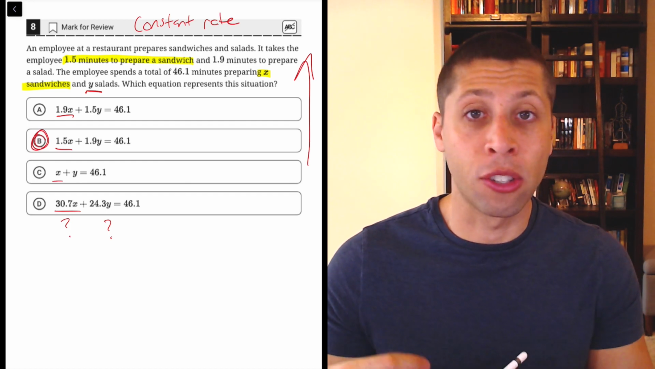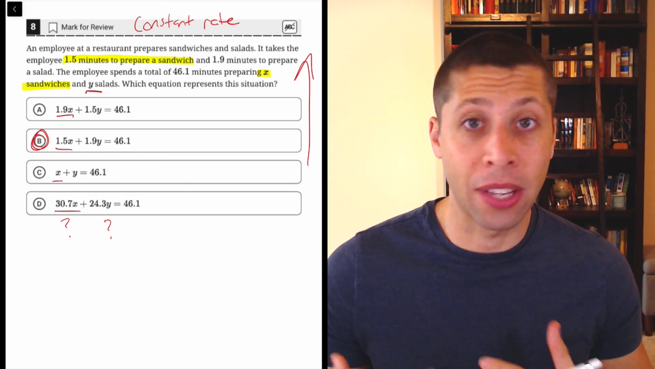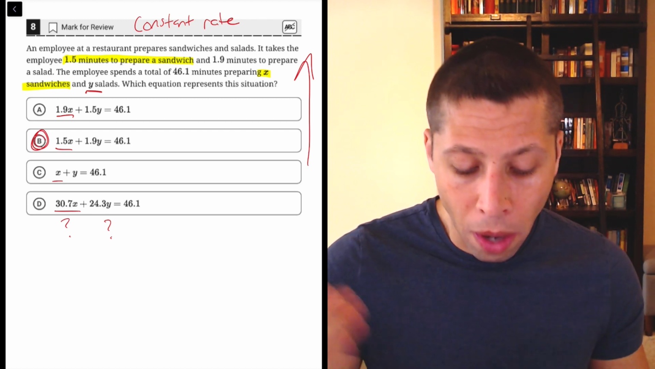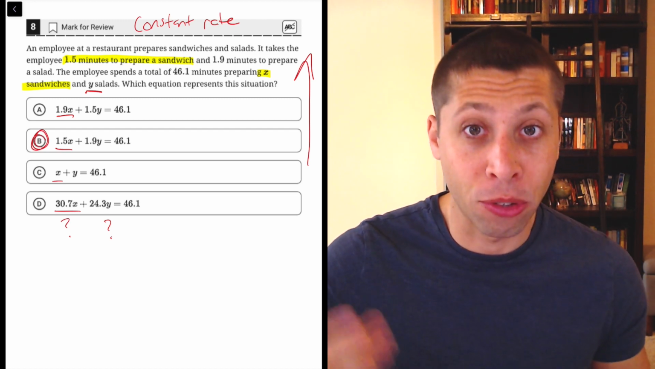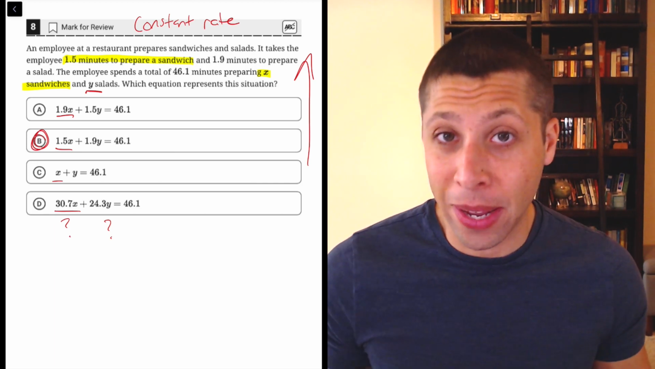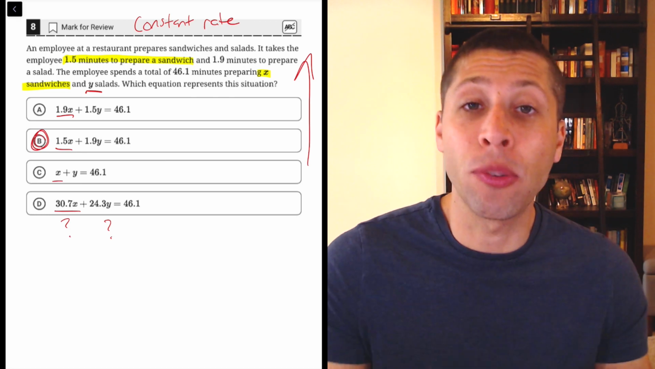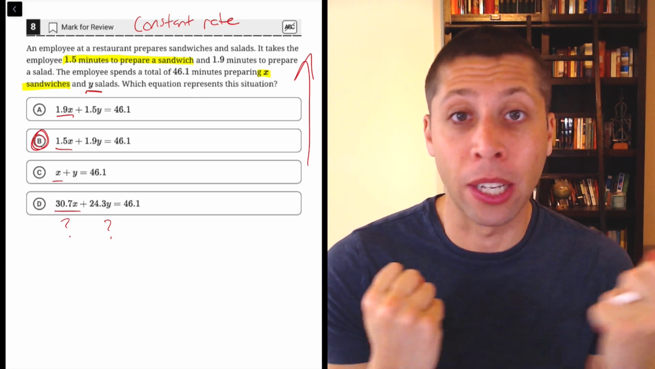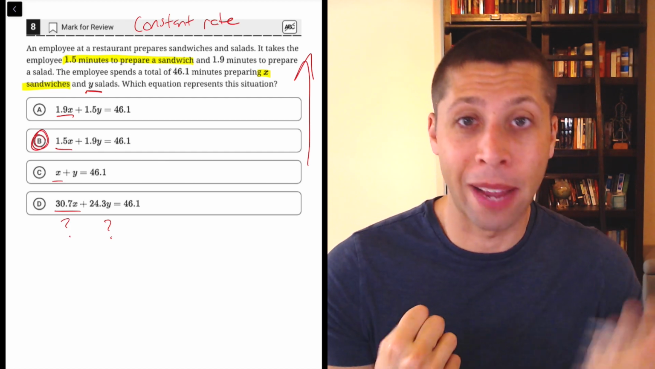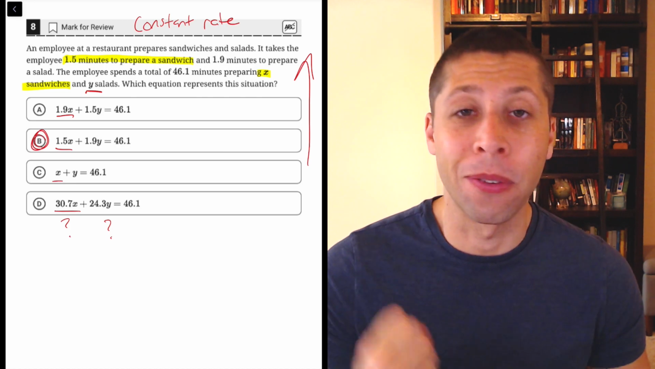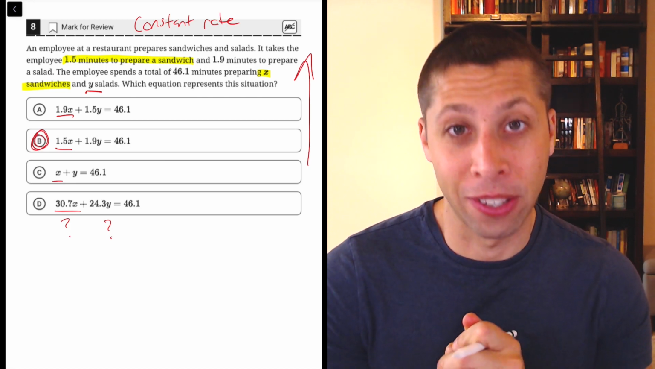That number is called a coefficient. It usually represents some sort of rate. And in this case, that's exactly how it sounds in the question. 1.5 minutes to prepare a sandwich, right? So each sandwich is 1.5 minutes. 1.5 minutes per sandwich, right? There's lots of ways we can say this that make it sound like a rate, and that's why when we multiply it, we say, okay, for each sandwich, we're going to do 1.5. So 3 sandwiches, we would say 1.5 times 3, and that's exactly why it looks like multiplication.